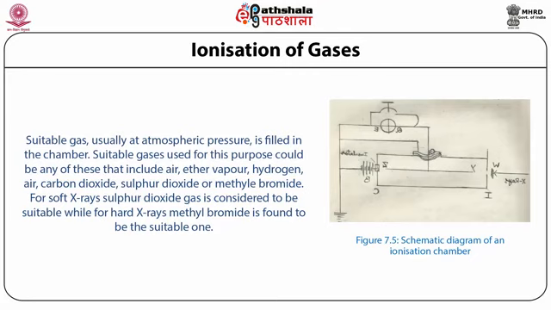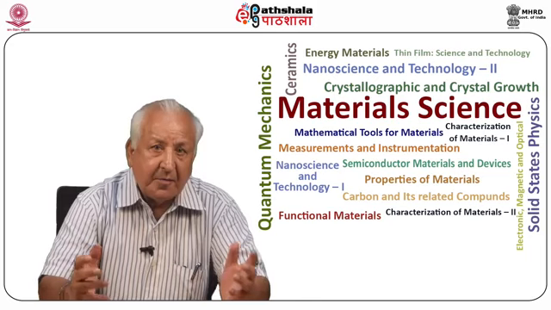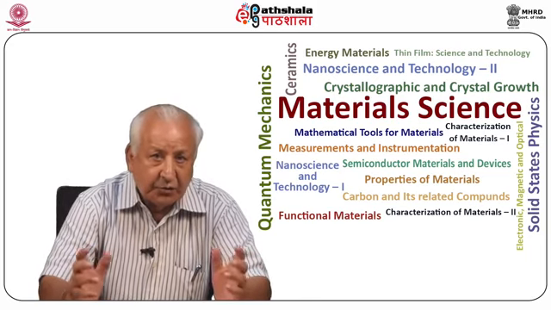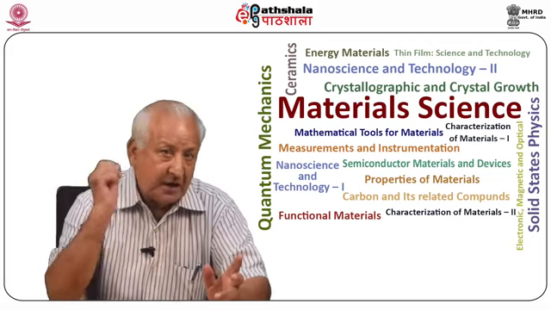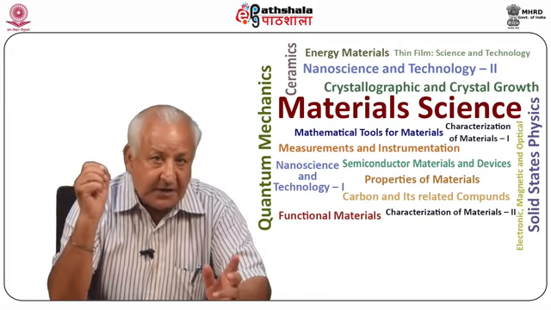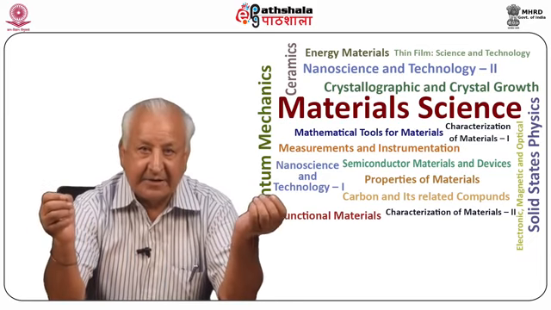Suitable gases used for this purpose could be any of these, that include air, ether vapor, hydrogen, carbon dioxide, sulfur dioxide, or methyl bromide. For soft X-rays, sulfur dioxide gas is considered to be suitable, while for hard X-rays, methyl bromide is found to be the suitable one. X-rays are made to enter the gas chamber through the window as is shown in the figure. The X-rays ionize the gas and it becomes conducting.